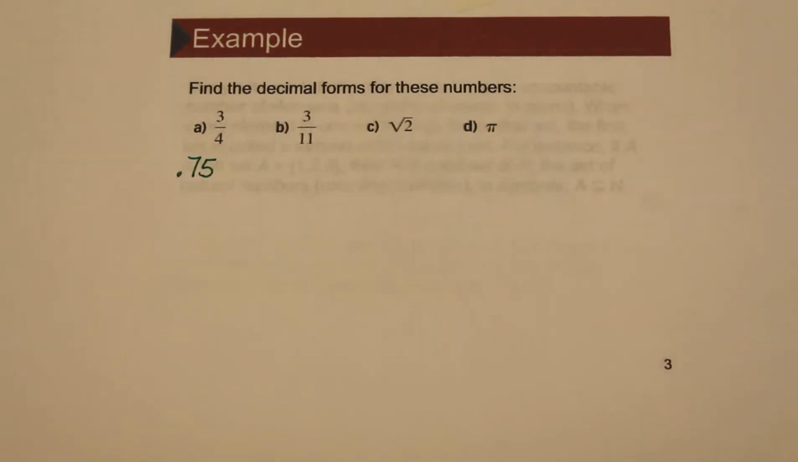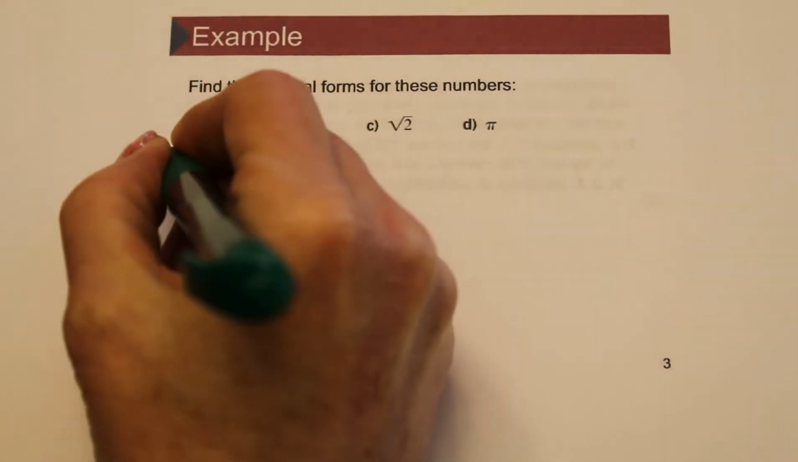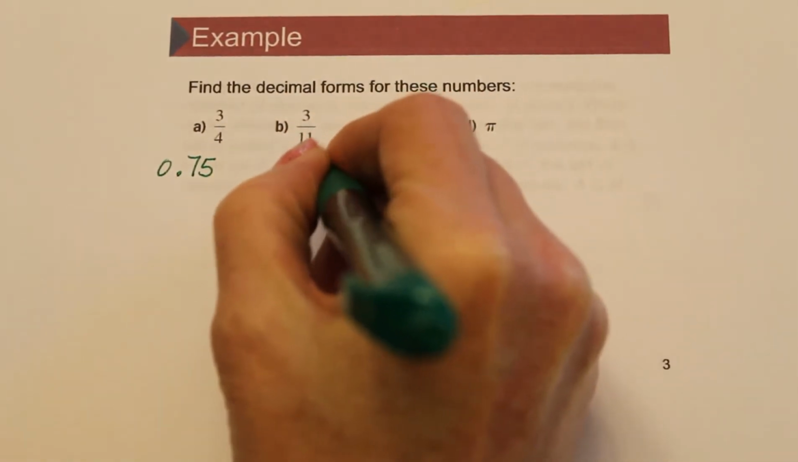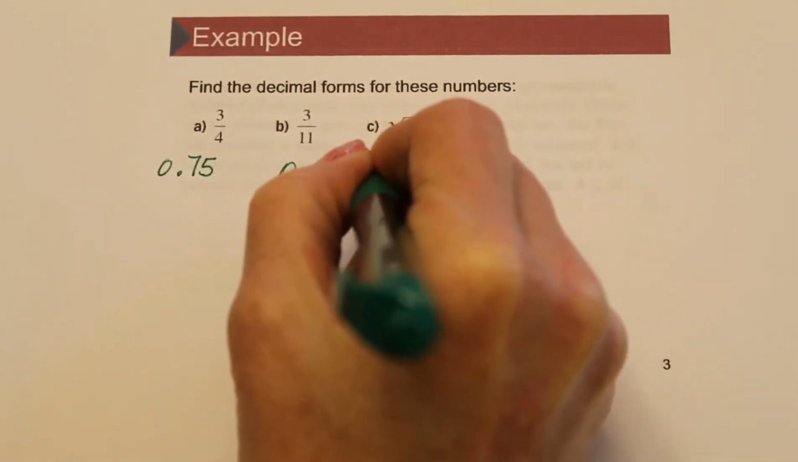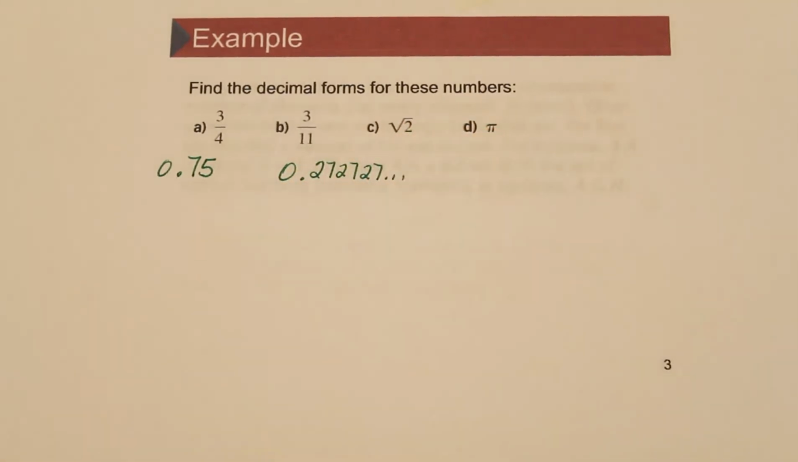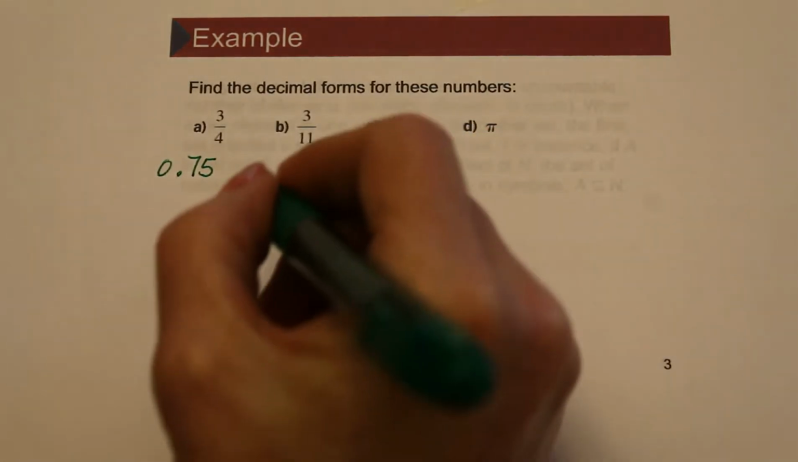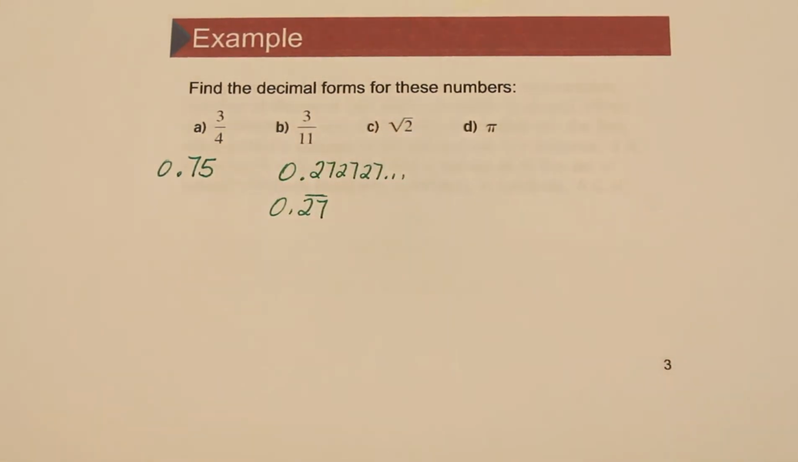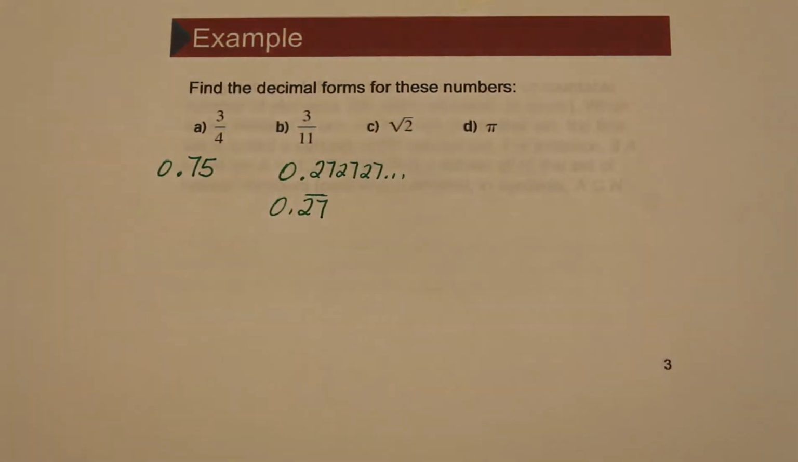If you put 3/11, 3 divided by 11, in your calculator, you're going to see that there's no whole number, we could have put a 0 here, and then there's 2, 7, 2, 7, 2, 7, and that repeats. Since the 2 and the 7 repeat, we could put the repeat bar over the 2 and the 7.